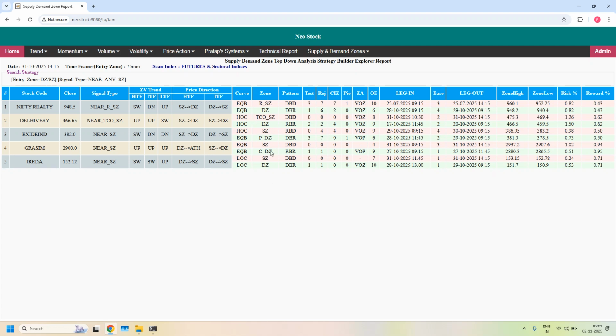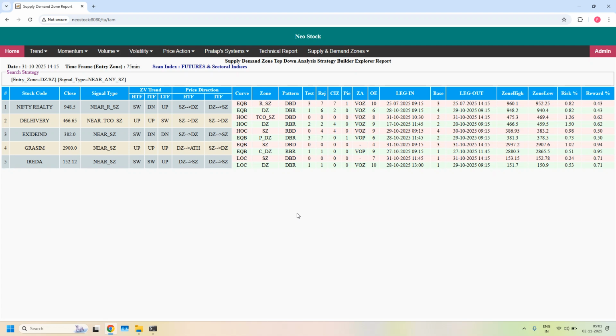This is a low priority high liquidity zone. You may use low priority high liquidity zones, but you can't expect an 80% success rate. Their success rate is lesser, maybe between 65 and 75. Okay, this is about stocks near daily and 75 minutes time frame.